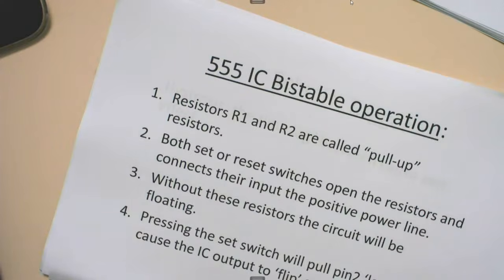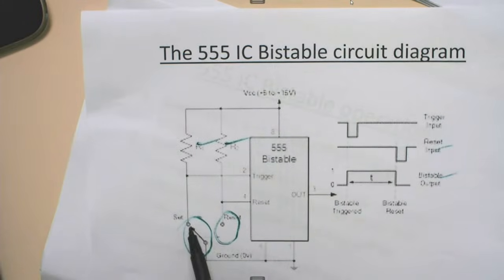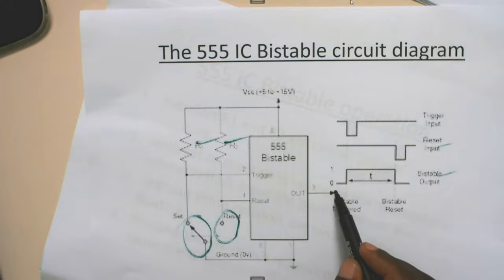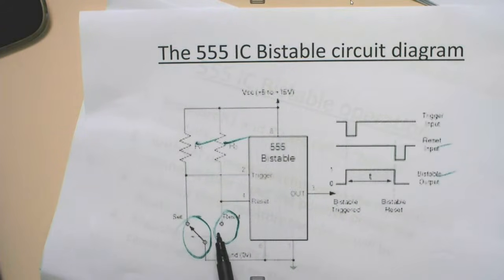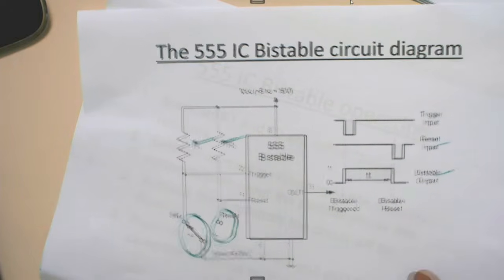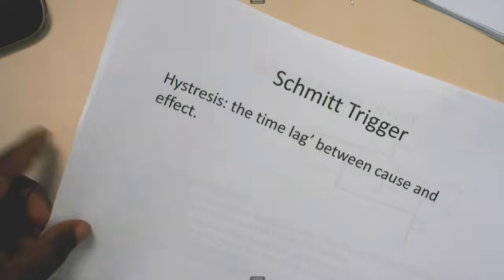Pressing the set switch will pull pin 2 low and cause the IC output to flip and rise high. So in this circuit, if normally you switch on set number 1, you will have a high output. If you reset, your output will go back to 0. So with that said, let us proceed to our Schmitt trigger.